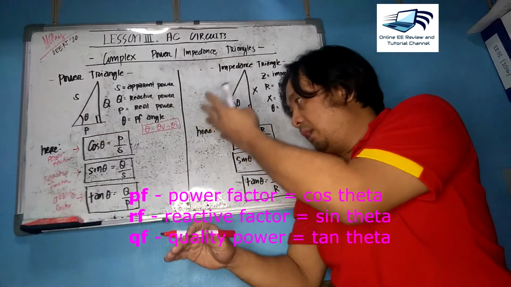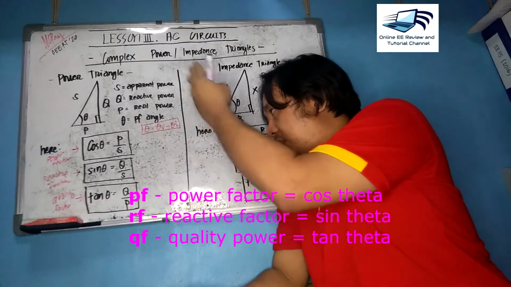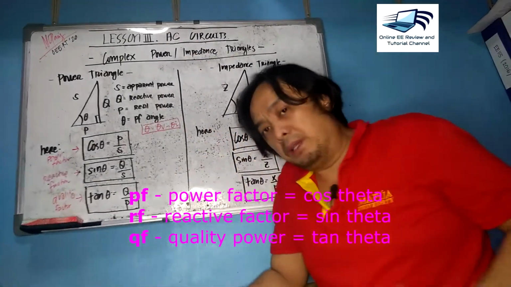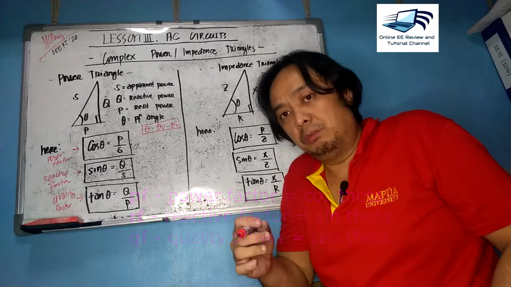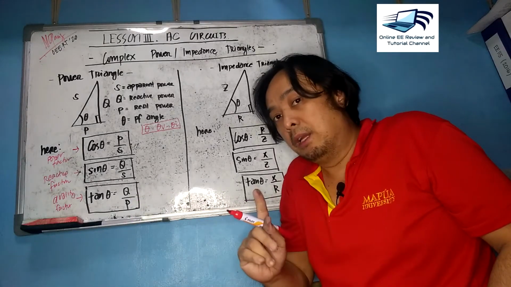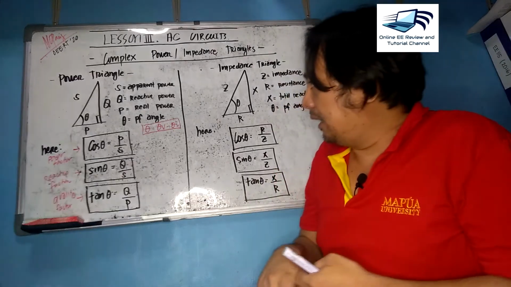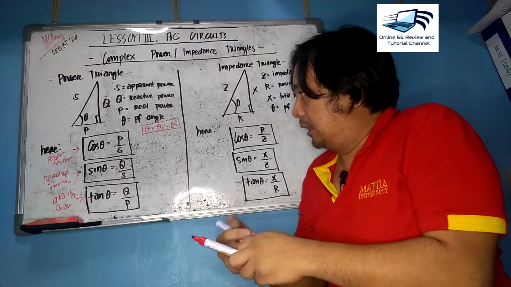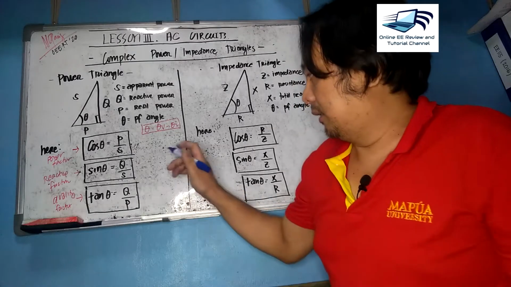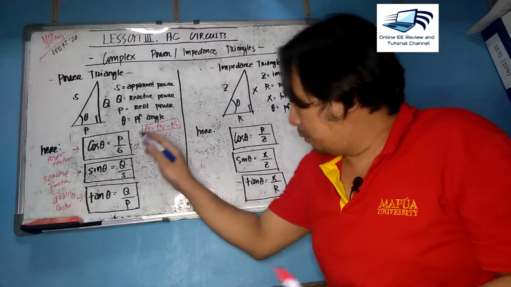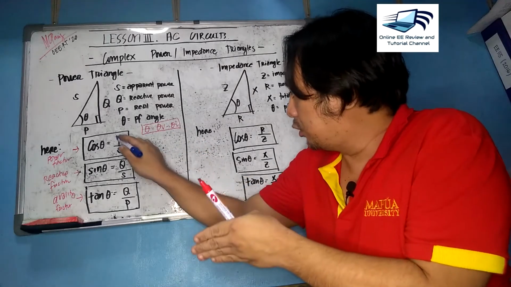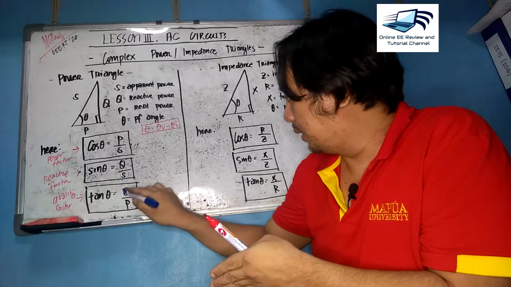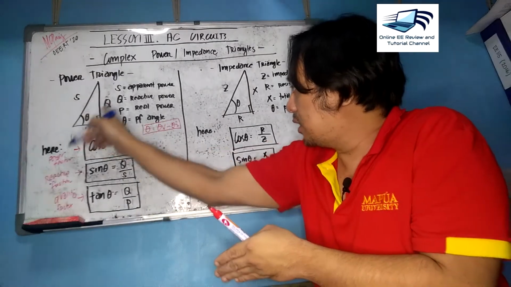Those trigonometric identities of cosine, sine, and tangent theta have their corresponding definitions in terms of the triangle, so please be reminded of that. And one more thing, some of the equations here are derived already in terms of magnitude. All of the parameters here are in terms of magnitude because S, Q, and P have their corresponding magnitudes.